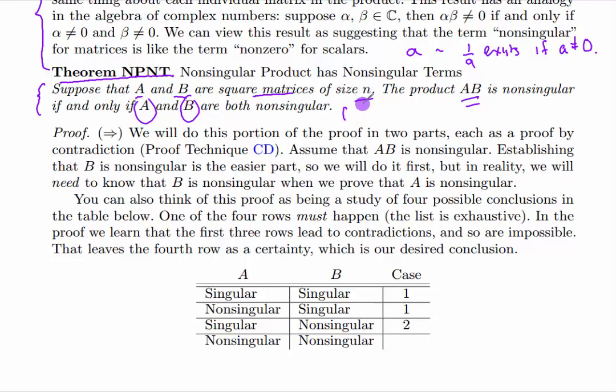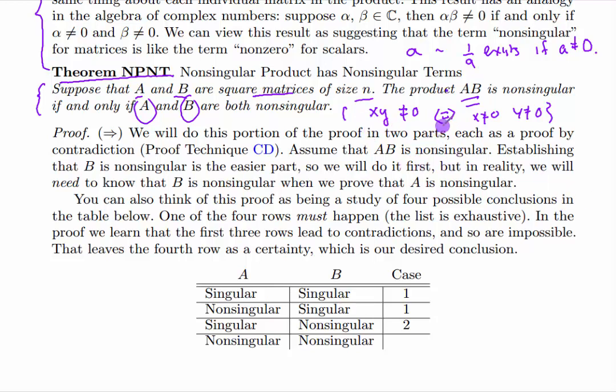So what is this theorem like? This theorem is like if xy is not equal to 0, if and only if x is not equal to 0 and y is not equal to 0. Right, that's certainly true. So this is kind of a matrix version of that theorem that we know from basic arithmetic.